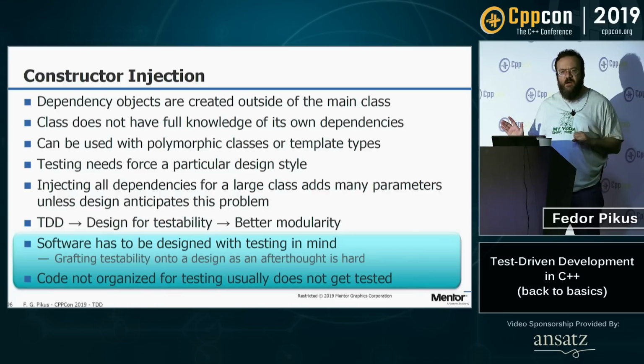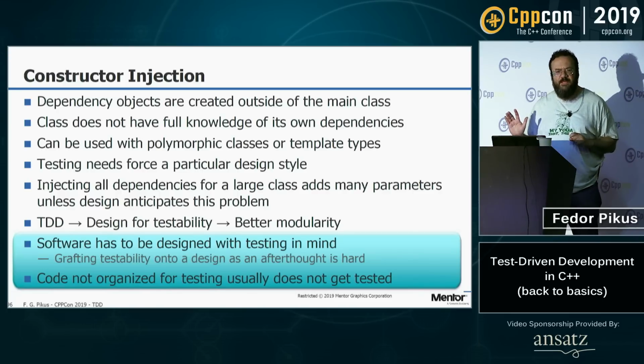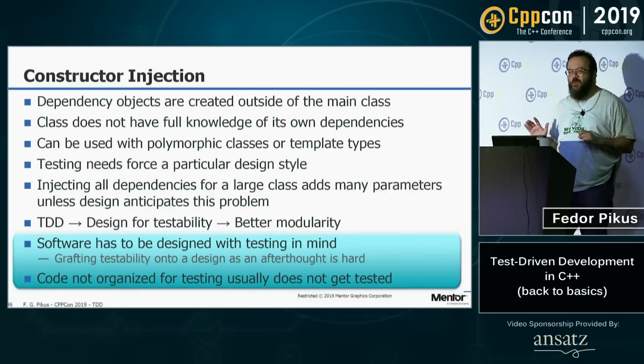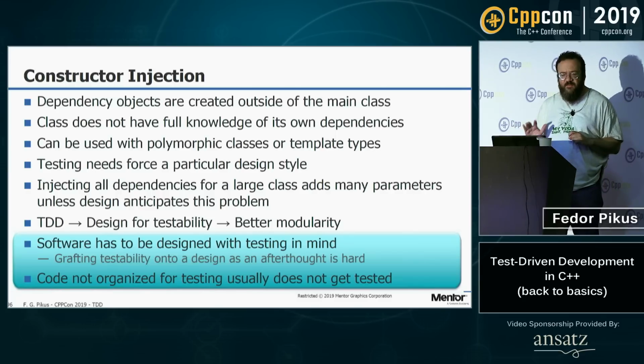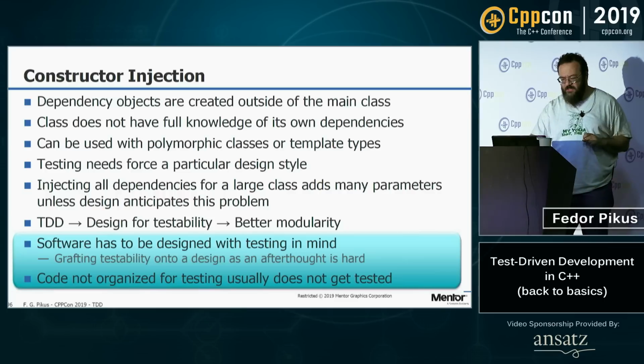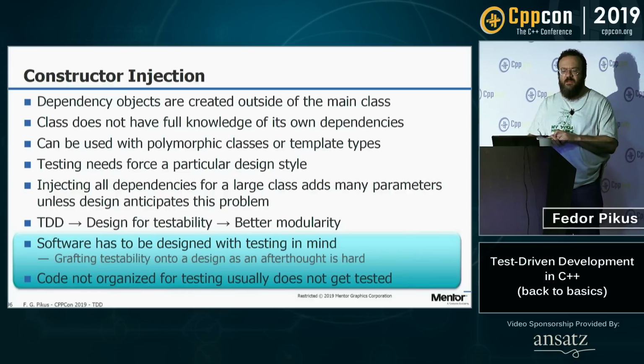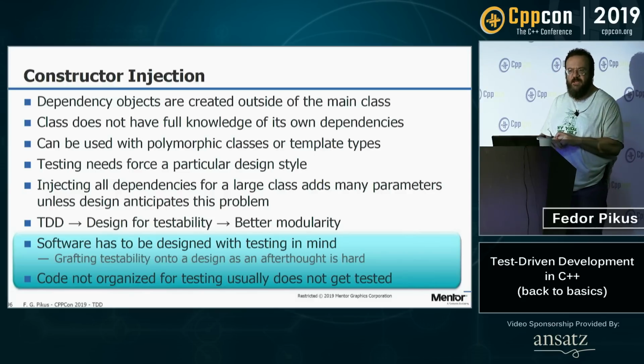It makes the design harder. It makes you think about more things during the design. But usually the design is better at the end if you think about how you're going to test the code. It's definitely going to be more testable, but it gives you usually some side benefits as well. And the truth is, the code that is not organized for testing usually does not get tested. It's really hard to graft testability onto an existing design after the fact.